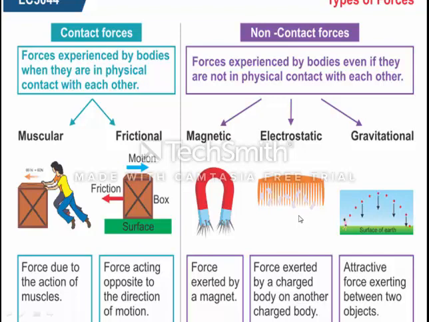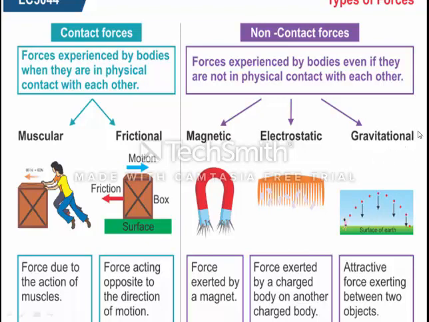In this, what is happening? First of all, the comb is not charged and the paper is not charged. But as soon as we rub the comb on the hair, the comb becomes charged, and this is also known as electrostatic force. It is a process we call charging by friction. So in this, the force is experienced or exerted by a charged body on another charged body or uncharged body. So this is also a type of non-contact force.